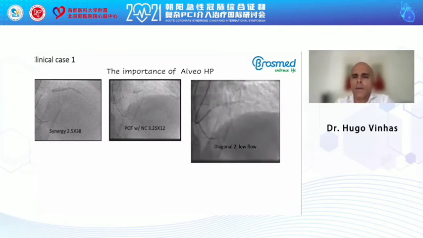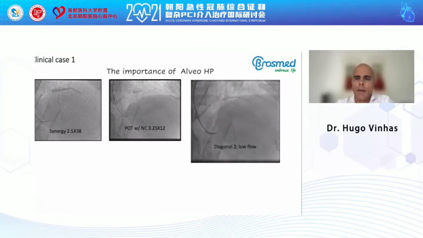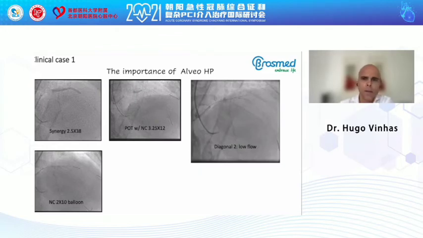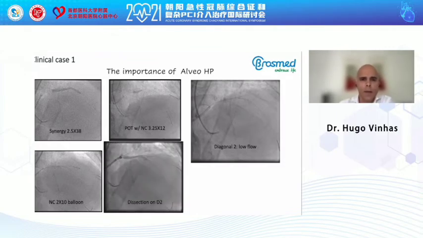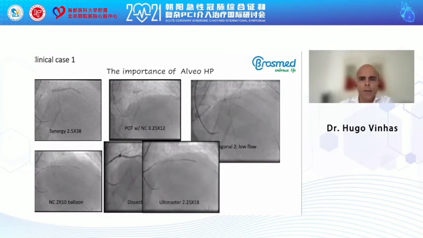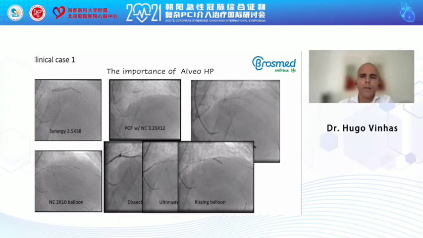We crossed the struts to the diagonal and inflated a small non-compliant 2.0 balloon. We can see there is a dissection on the diagonal, and decided to put a stent, an Ultimaster 2.25 stent, not reaching the ostium, just to avoid making the procedure more complex. We did a kissing balloon, and accept this result with the symmetric flow in both diagonals and of course in the LAD.